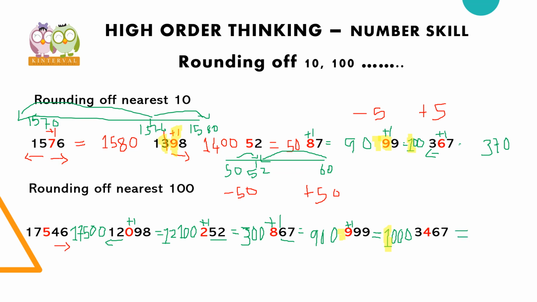The last one is 3,467. So this will become 0 and 0. 4 plus 1 becomes 5 and the rounding is 3,500 over here. I hope this concept is clear.